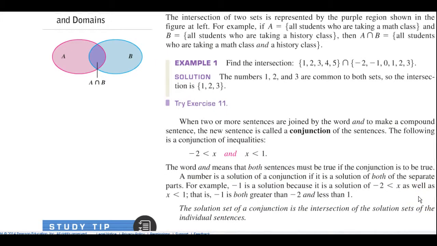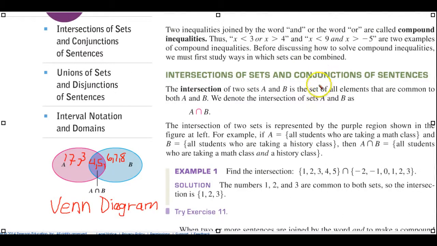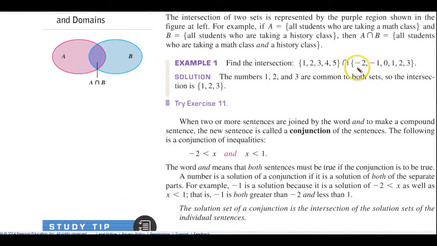Find the intersection of these two sets. So the methodology would say, let's see, here we go. What's found in both? Well, we have a 1 here and a 1 there, a 2 there and a 2 there, a 3 there and a 3 there. So the elements that intersect, that is, are found in both sets, are 1, 2, and 3. And we give our answer in roster notation. Okay?